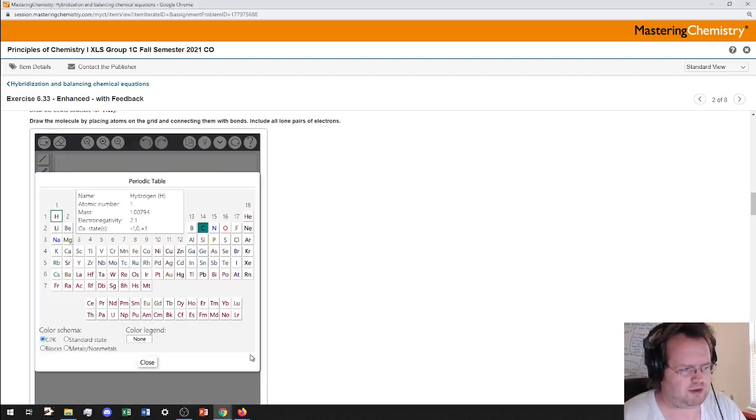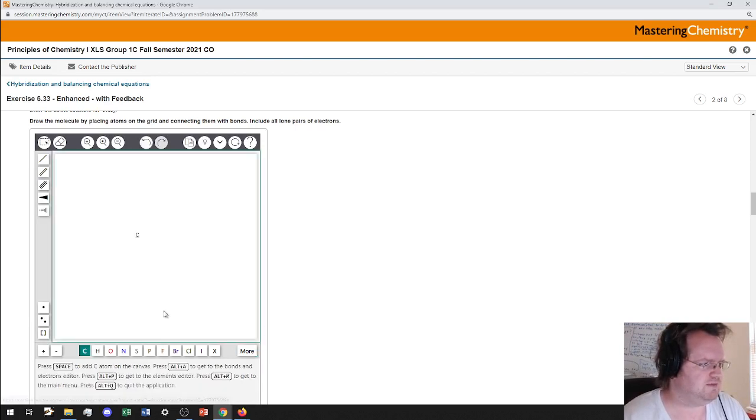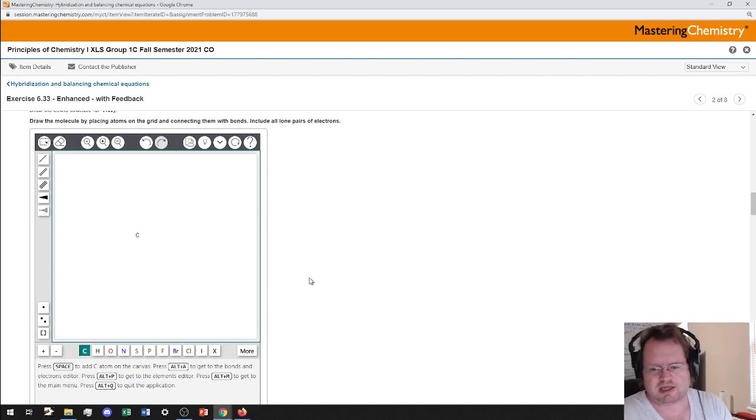There's also this More button here. It'll bring up a full periodic table in case your atom's not available. So I'm going to say I wanted to start with a carbon. So what I do is I literally just press a button, and that makes a carbon atom. So that's my start. Now, let's say that I wanted to make a carbon bonded to another carbon.